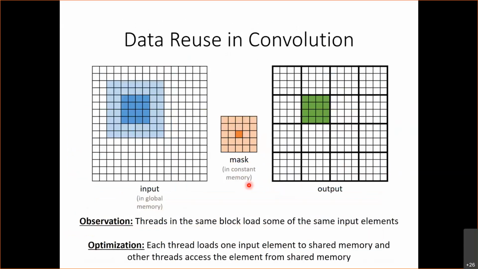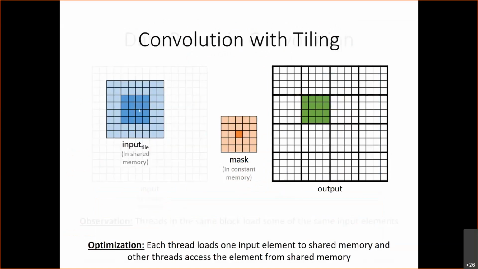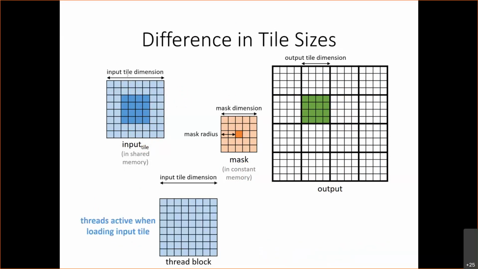Then we also observed that for the input in global memory, a thread block that was computing a particular output had a lot of common input among its elements. So we decided to load the input tile into shared memory, and then the threads computing the output elements go through shared memory when reading from the input tile. Now, one tricky thing about this was that the size of the input tile dimension was different from the size of the output tile.